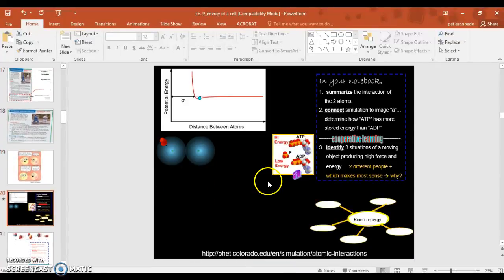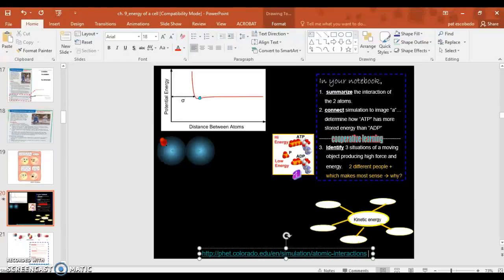All right, slide 20. In order to answer questions 1 through 3, you must go to PhET. So you copy this link, you go to PhET, and this specific simulation should look like this. This is a still screenshot of it. But you want to summarize the interactions of 2 atoms. So in the simulation, you'll play with these 2 atoms.